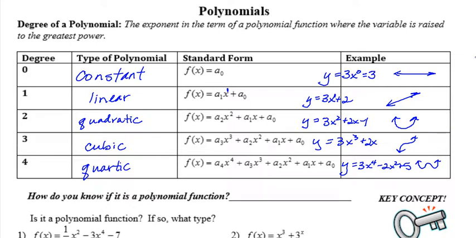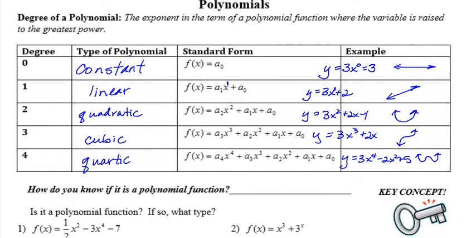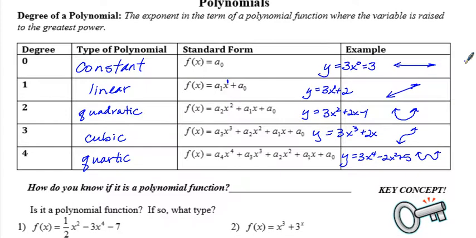Now, just because we've only talked about degrees 0, 1, 2, 3, and 4, that doesn't mean that there aren't more. You could have a degree of 156. I don't know what the name of that is. I don't know what we call a degree of 156, but you could have any degree. The degree of the polynomial is just whatever the highest power is on the variable.